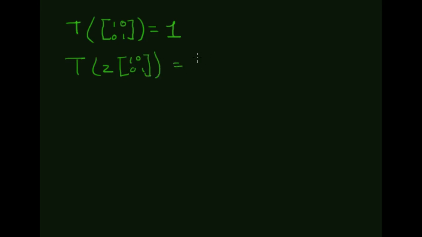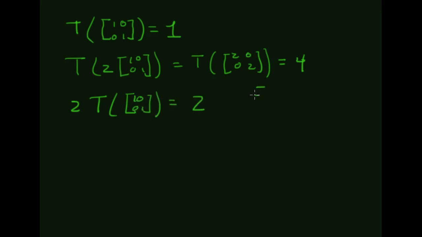So I'm going to take the determinant of 2 times the identity, which is 4. But if I take 2 times the determinant of the identity, then I'm left with 2. 2 does not equal 4. So the transformation doesn't hold under scalar multiplication, so this is not a linear transformation.